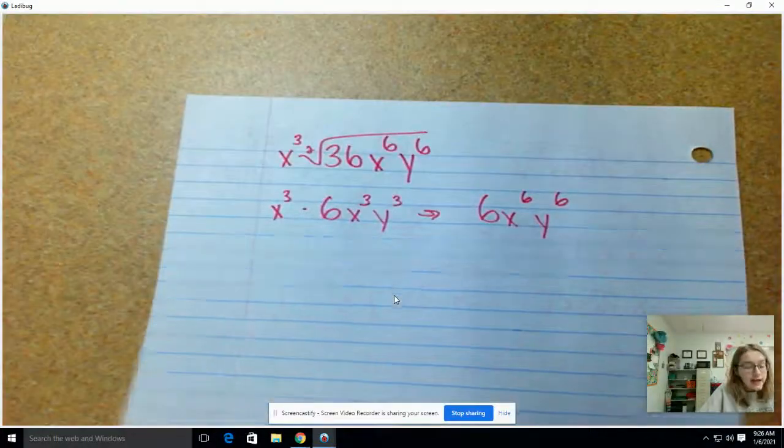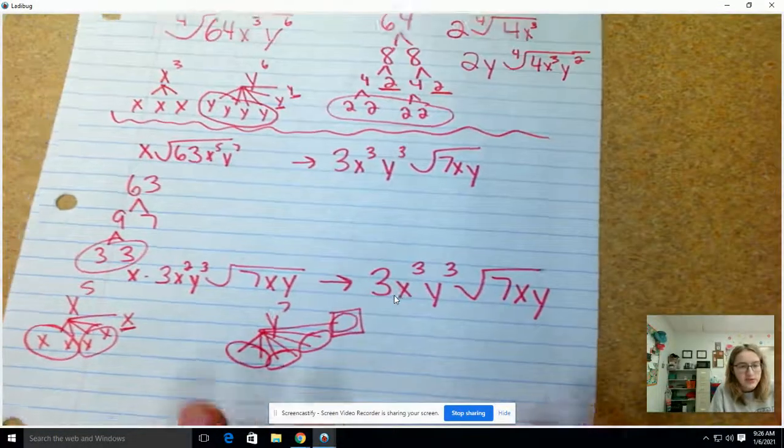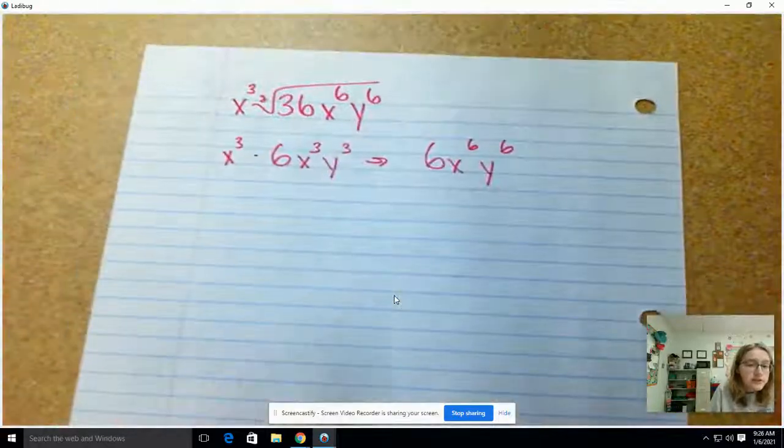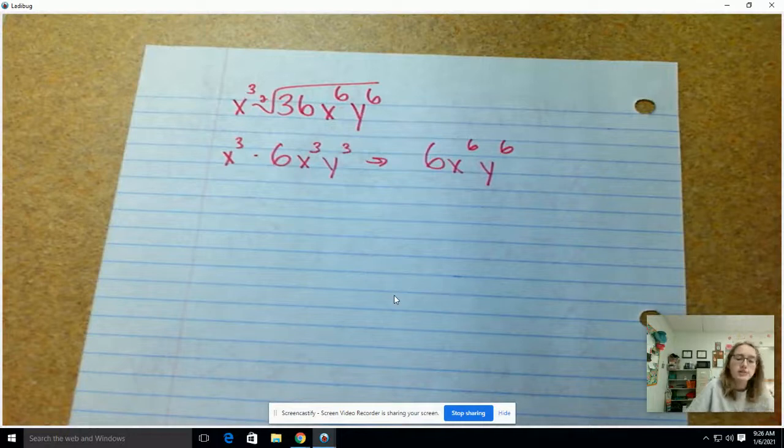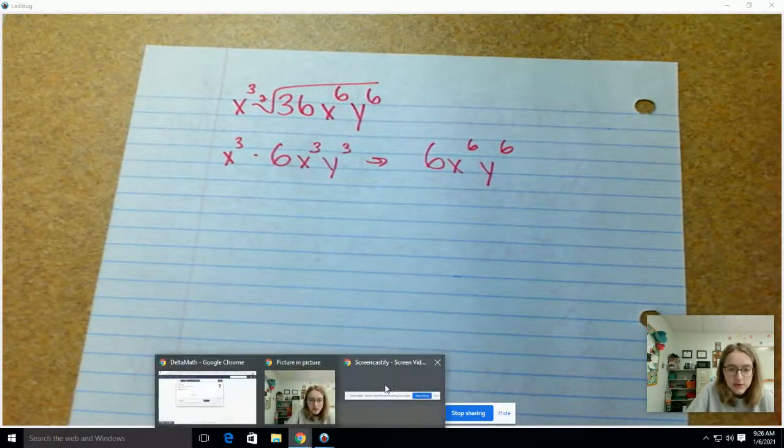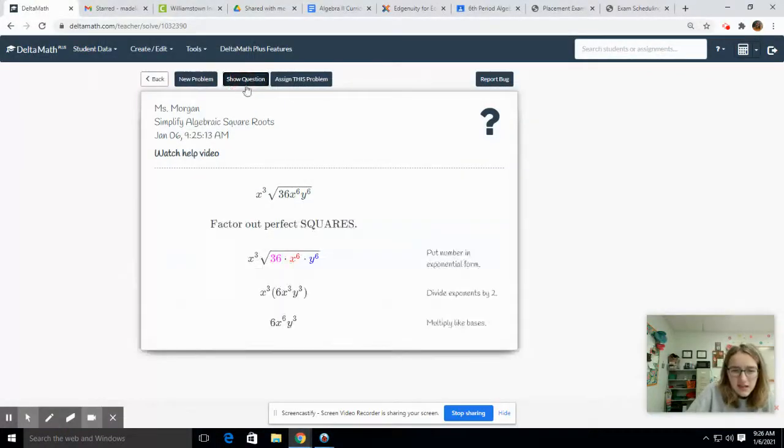So that one was a lot easier compared to this one that we did over here, but it really all just depends on the numbers you're given as well as your index. There's a lot of different factors. So some of these will be hard, some of these will be easy, but we'll hop on over to Delta Math and we will see. Oh, sorry, I messed that up.